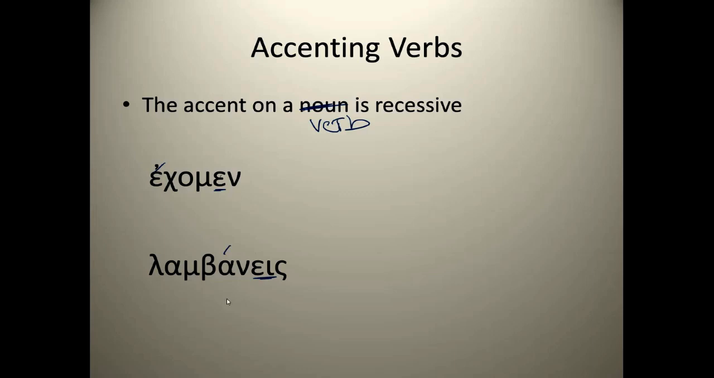So the accent on verbs moves around. It's going to try and go back to the third syllable unless the last syllable is long. But the accent on nouns is persistent. It's going to try and stay on that original position.